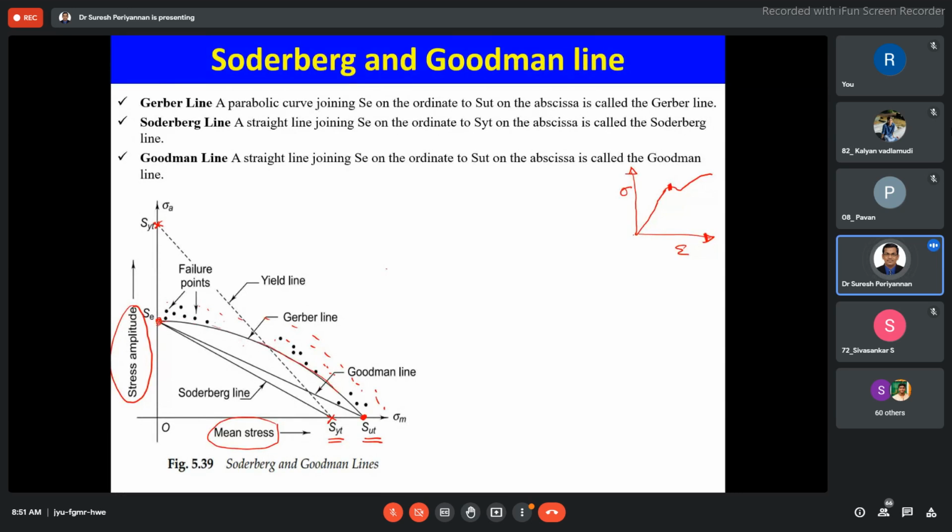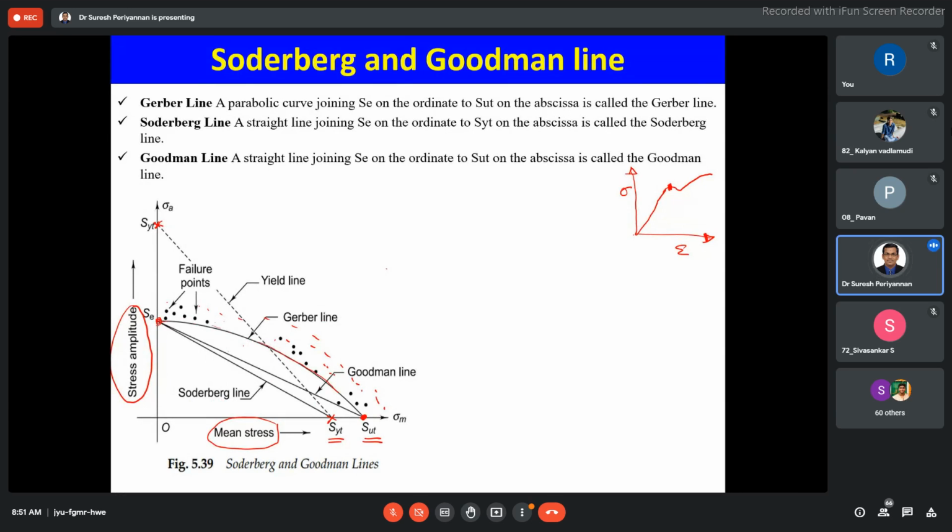Similarly, you can consider the Goodman line. Above the Goodman line is the failure region; below the Goodman line is the safe region. Similarly, consider the Soderberg line. But as compared to Gerber theory, Goodman and Soderberg are more conservative, with a more safe region.